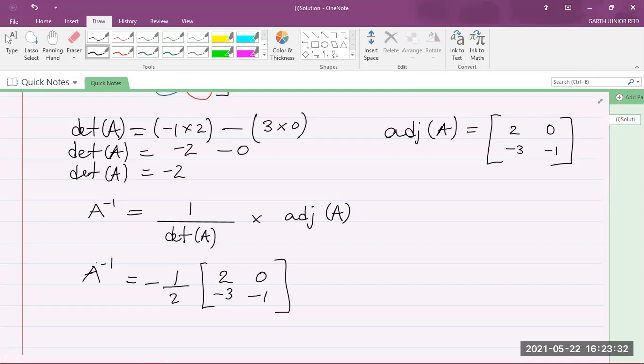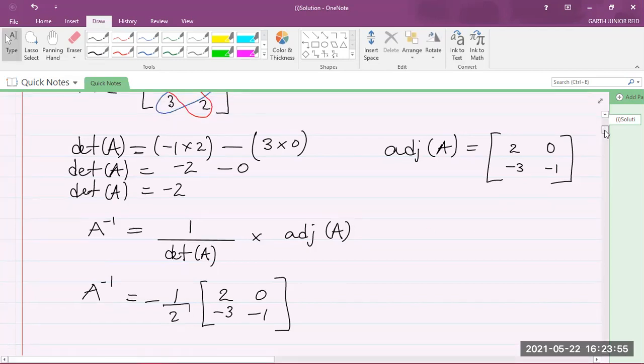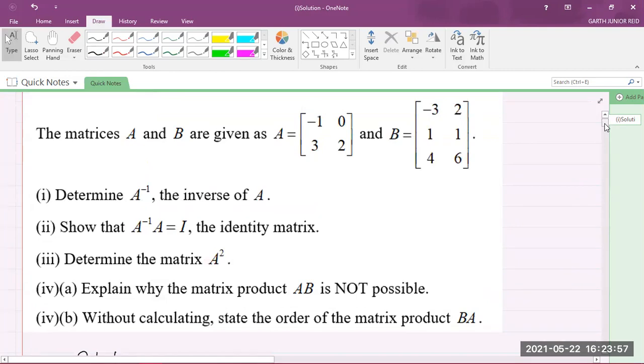Now, you don't have to multiply the negative a half inside. You don't have to, but you can if you feel to. But you can stop right there. Once you stop there, then you know that you have gotten the full marks for the inverse. So we are now finished with part one of the question.